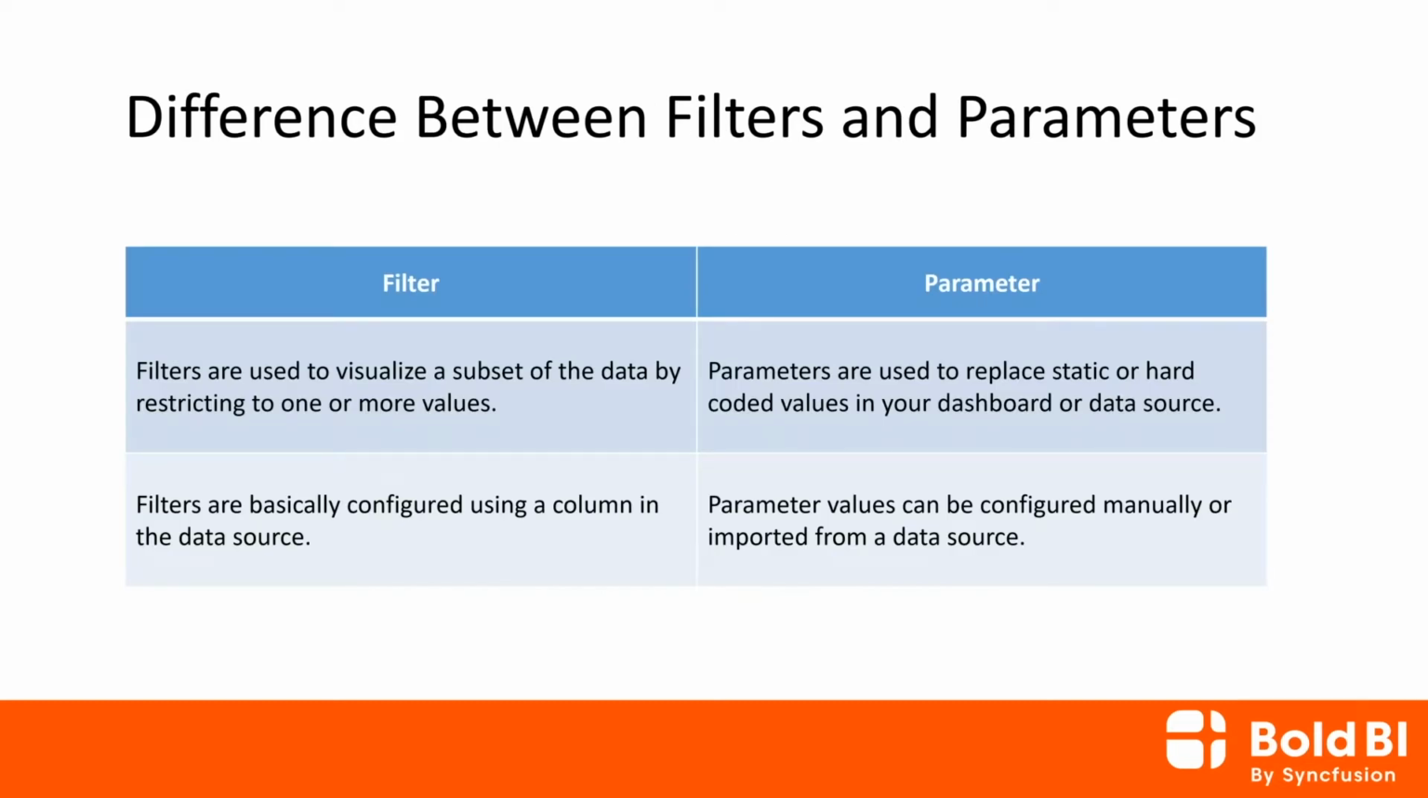First things first, there is often a misunderstanding between filters and parameters. Let's see the difference between a filter and a parameter. A filter is basically created using the column that you have in your data. Often you restrict the values of a column or field that you have, and you'd like to visualize the data with only some specific set of values to get a more in-depth understanding of the data that you have. So that's when you use a filter. And a filter is basically configured using the column or field that you have in your database or whatever data source you use to build the dashboard.